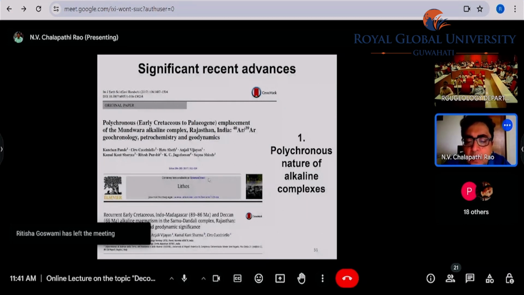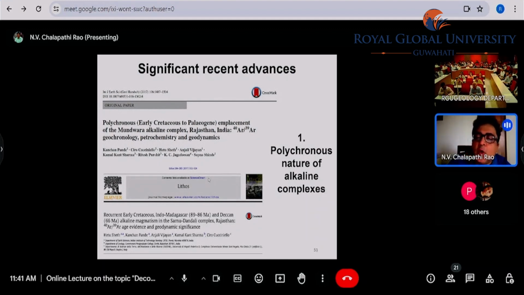Now, I want to highlight some major advances made in recent years, which might definitely interest students. The first major advance is the polychronous nature of these alkaline complexes. That means these alkaline complexes were also not erupted in one stroke. They were erupted over a protracted period. That evidence has come from the Mundwara complex and Sarnu-Dandali.